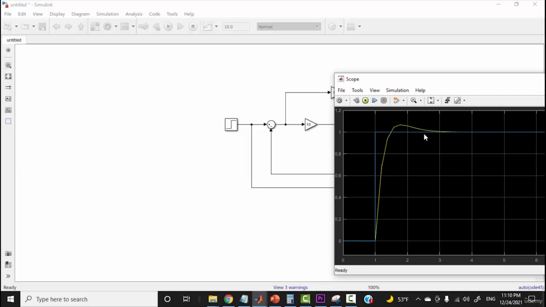So now I hope you understand the advantages and disadvantages of the proportional controller, the advantages and disadvantages of the integral controller, and the advantages and disadvantages of the PI controller.